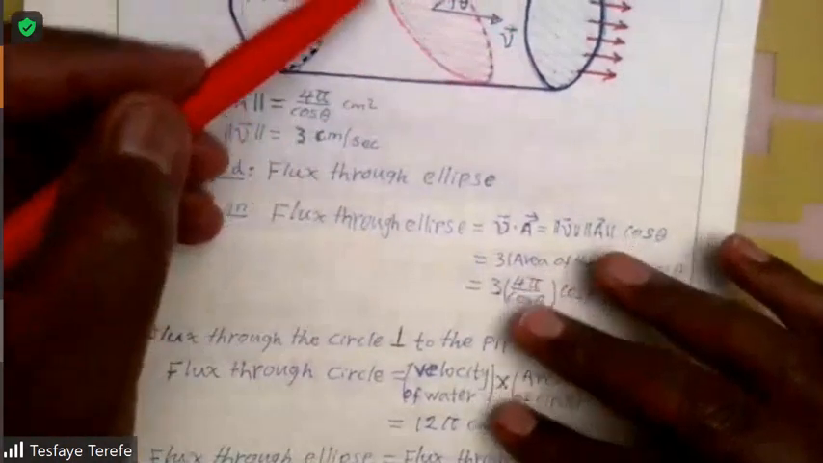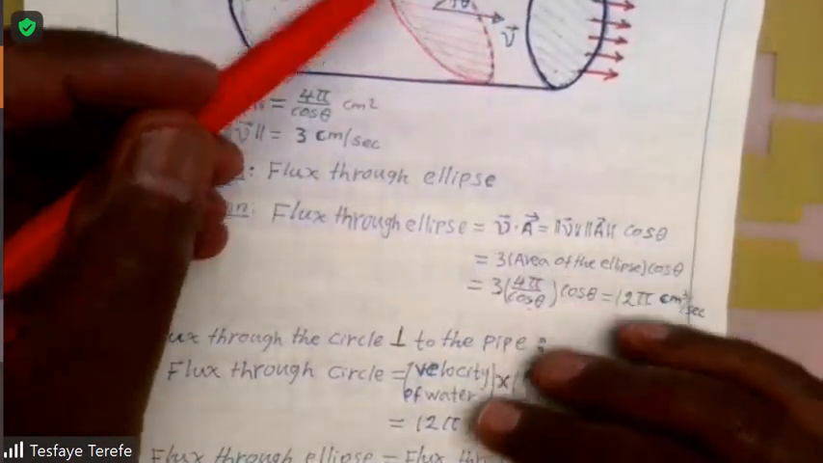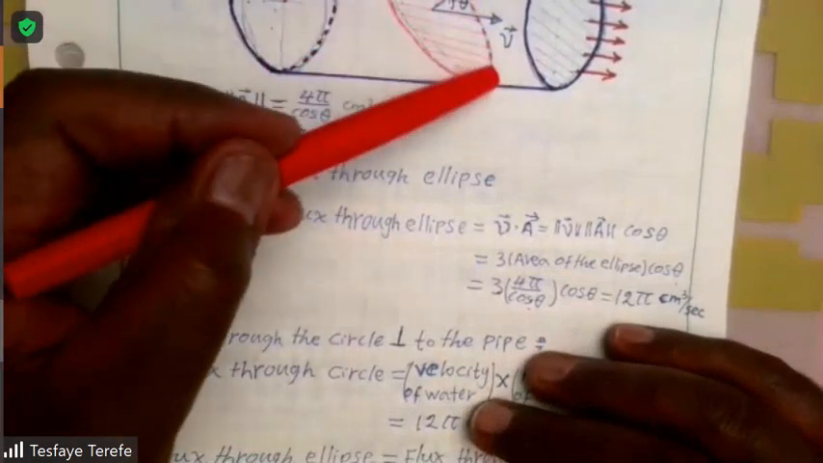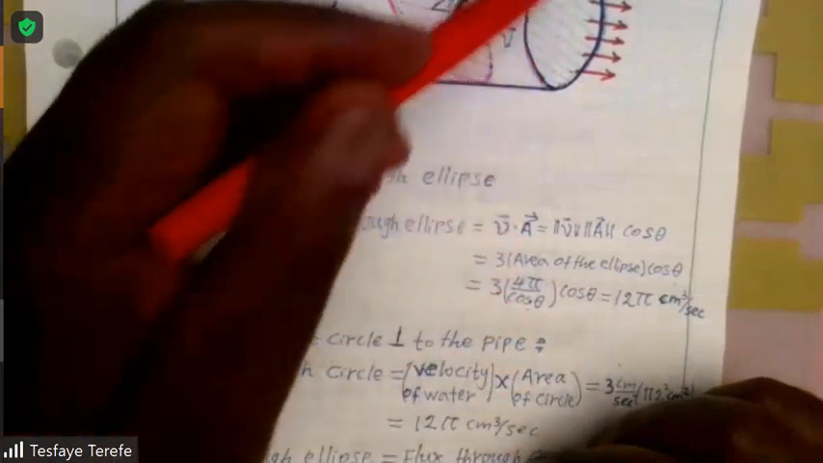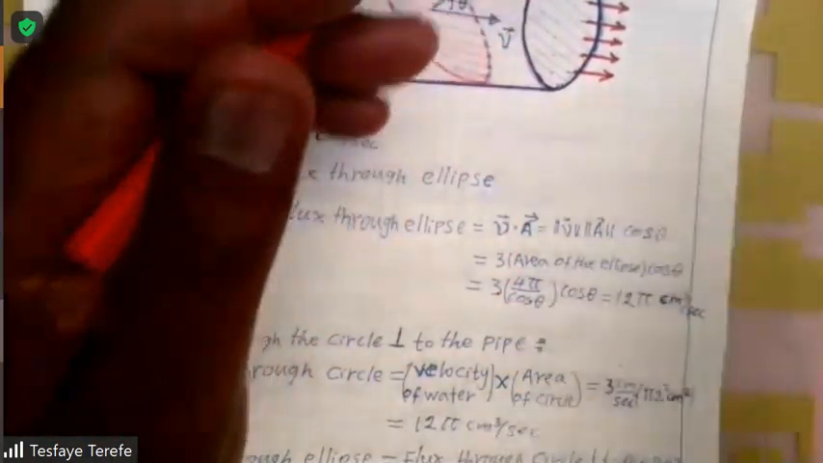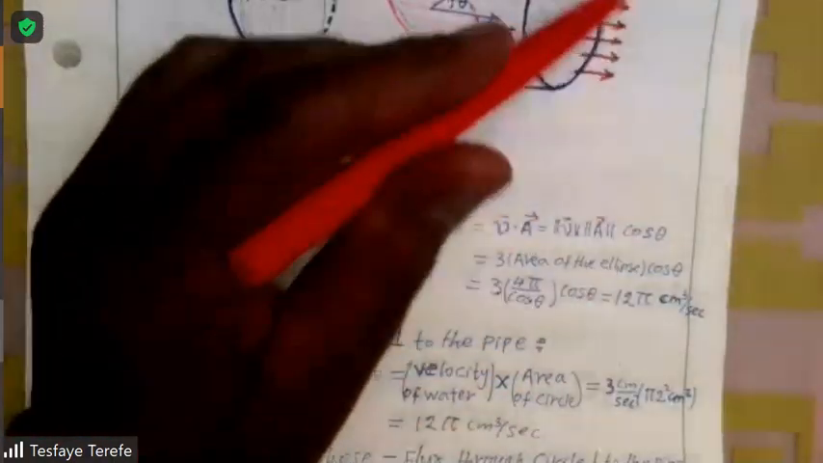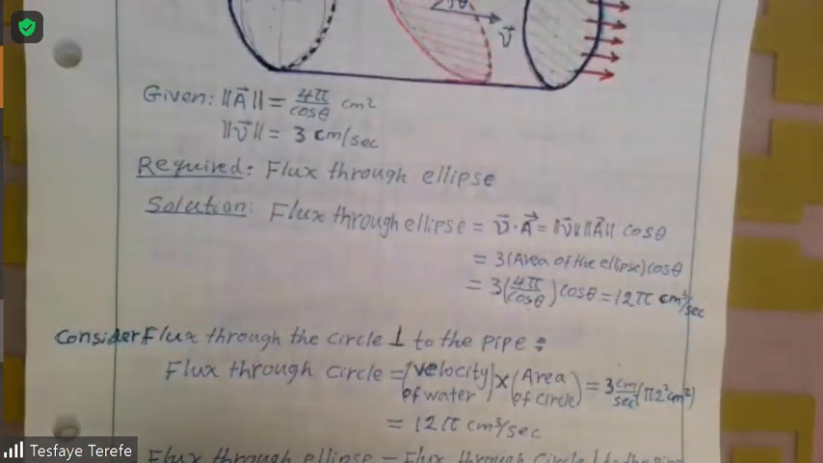But now I want you to realize what happened. Suppose instead of passing with the same velocity through this tilted elliptical membrane, it is going through a vertical circular membrane. What will happen? Will the flow rate be the same through that pipe? Well, from a practical point of view, yes, indeed, it has to be.